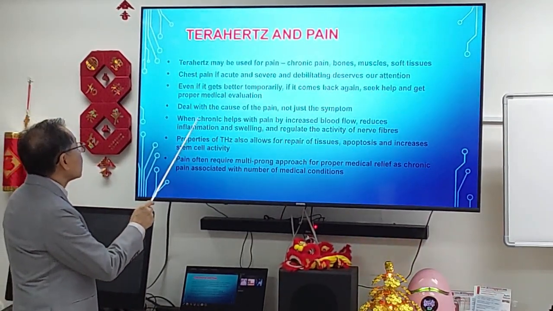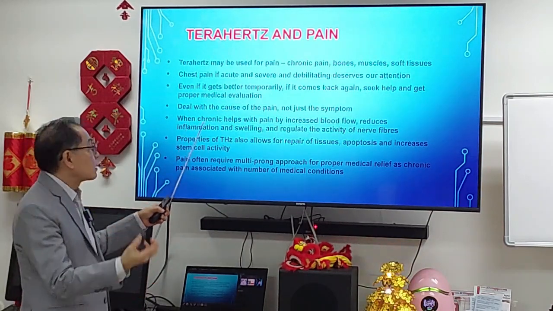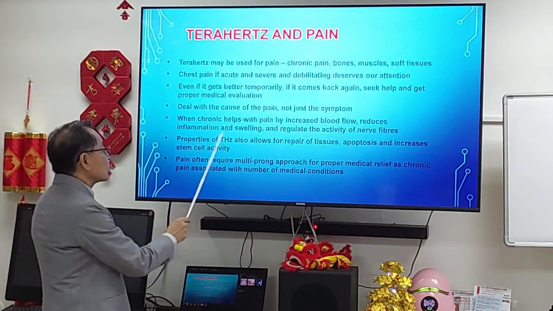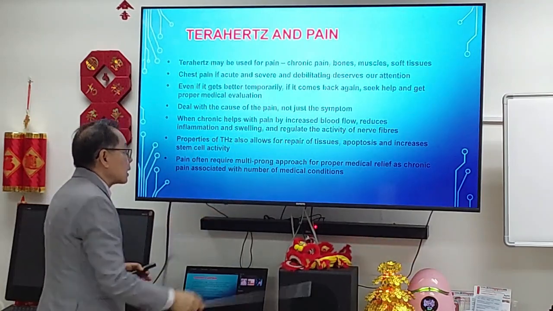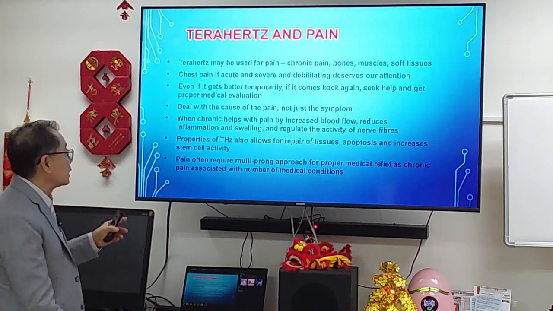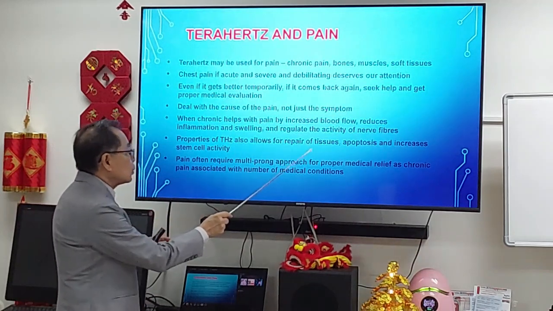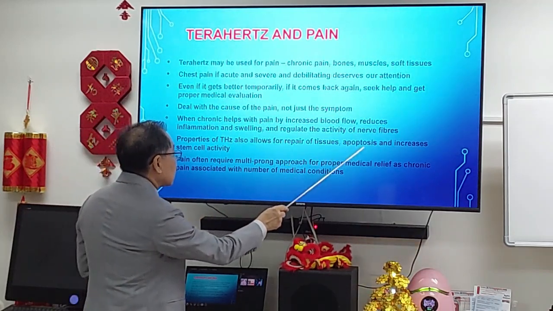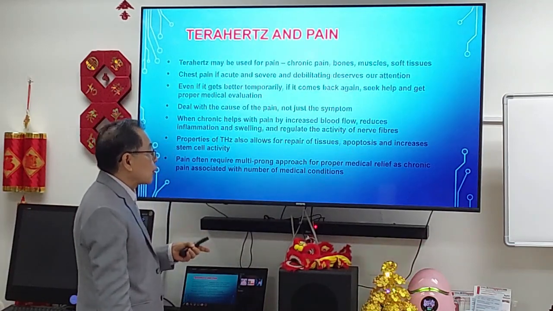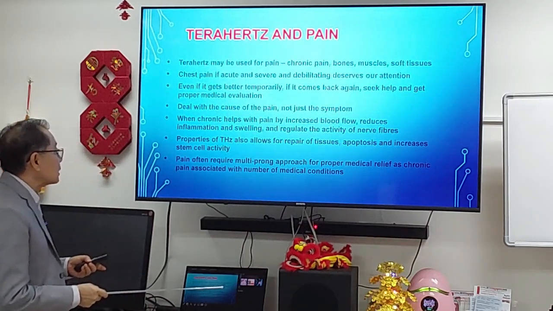When the pain is chronic, iTeraCare can increase the blood flow, reduce the inflammation, reduce the swelling, and regulate the activity of nerves. And that's how your pain can get better. If it's chronic, the properties of TeraHertz allow for repair of tissue, causing tissue that is damaged to be destroyed and removed, and increasing stem cell activity.